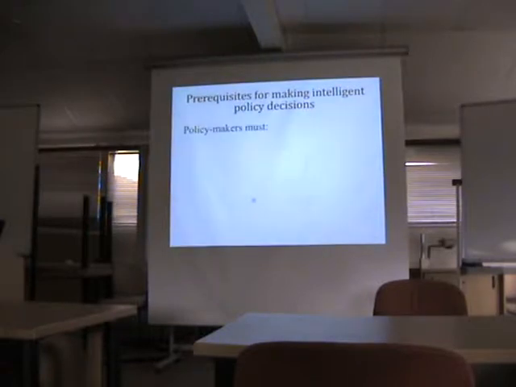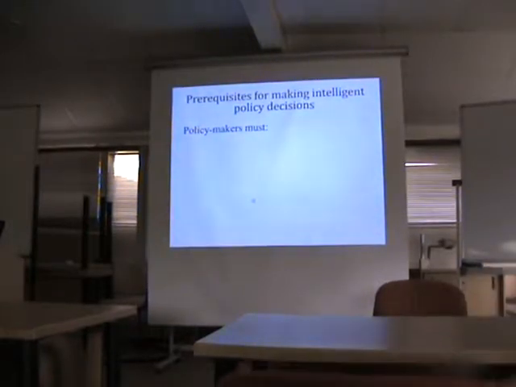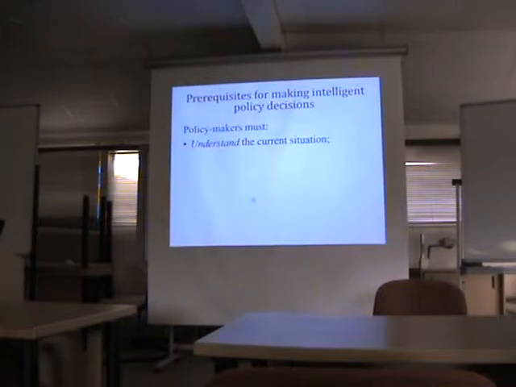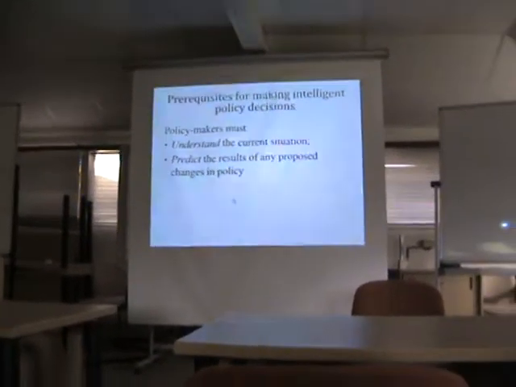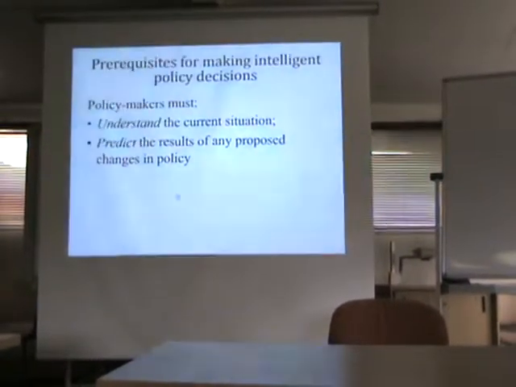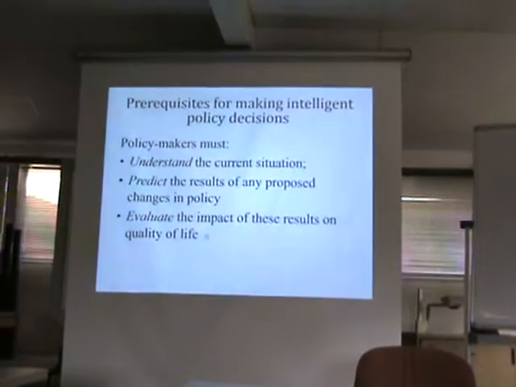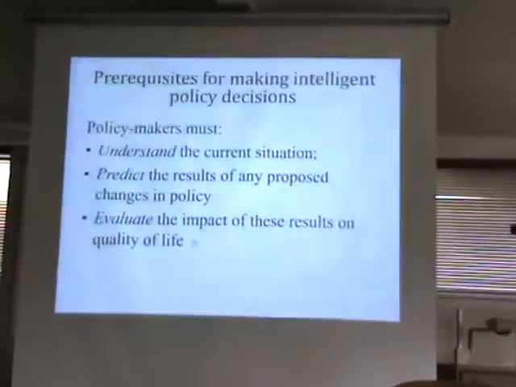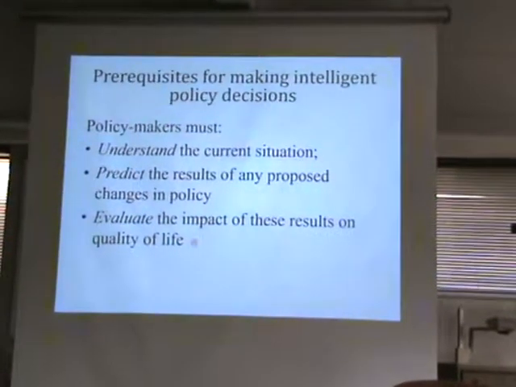Now, how can you make intelligent social decisions? A policymaker must understand the current situation. You need to know what you're dealing with in order to be able to deal effectively with it. You need to be able to predict the result of any proposed changes in policy. And you need to evaluate the impact of these results on quality of life. So that's maybe a simple way of looking at it.